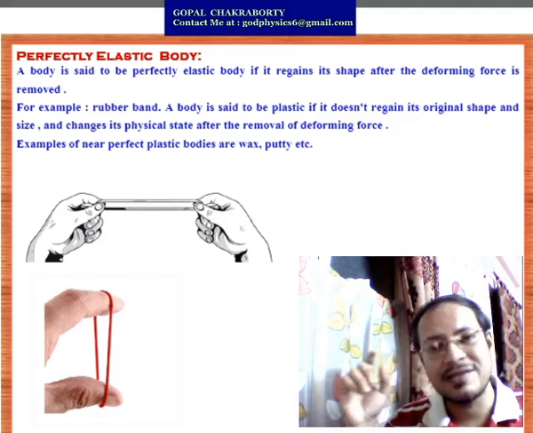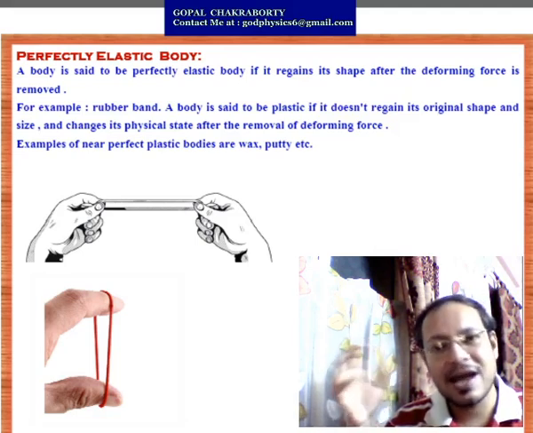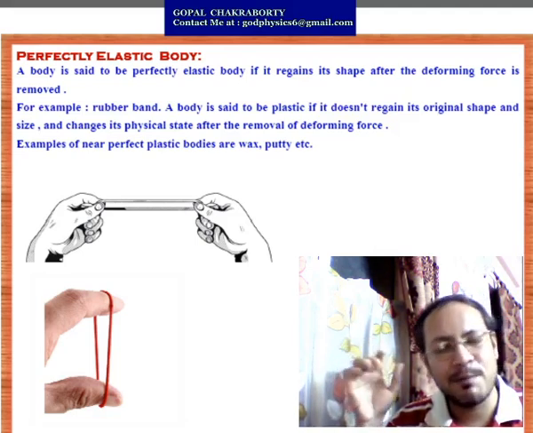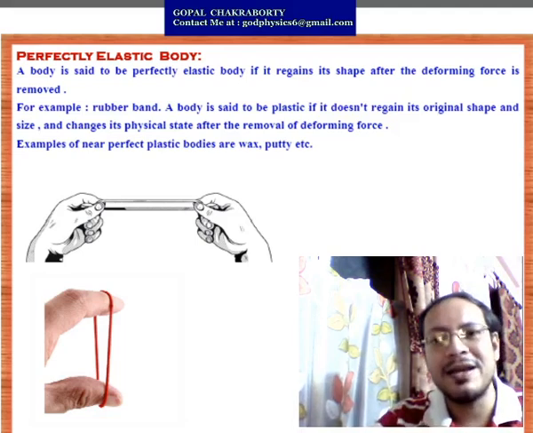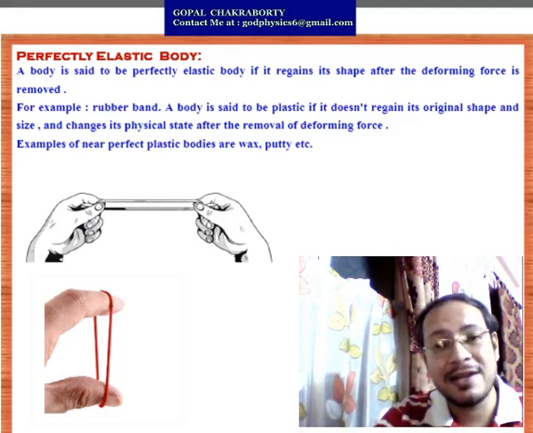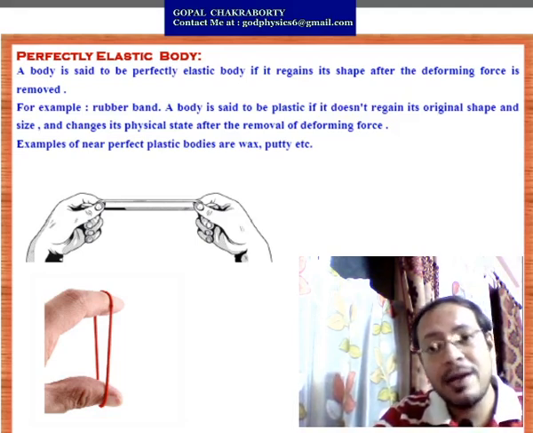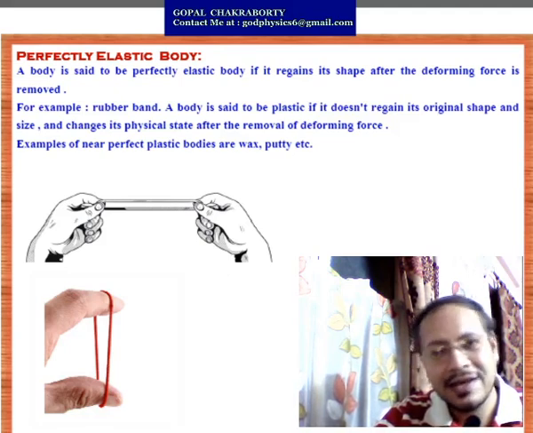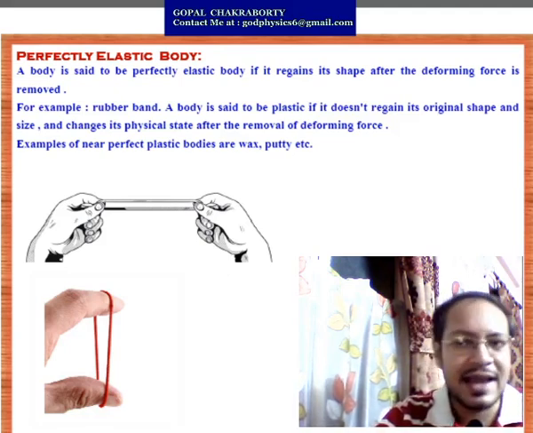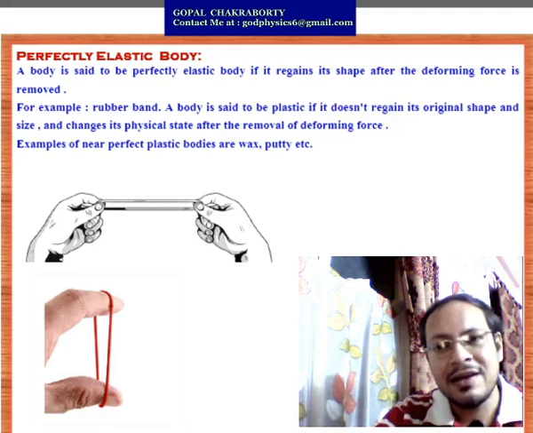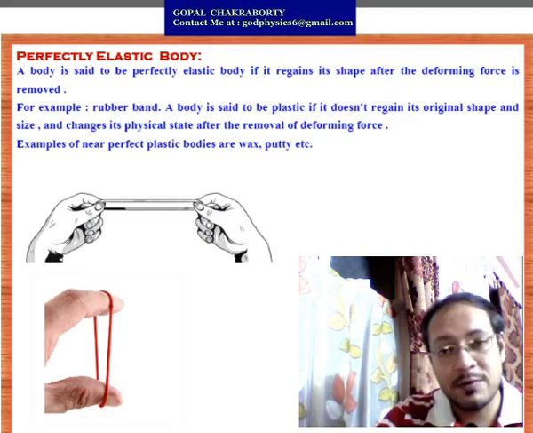So the first case is where the body completely regains its size and shape. That is called a perfectly elastic body. As a definition, you can say a body is said to be perfectly elastic if it regains its shape after the deforming force is removed. For an example, a rubber band.